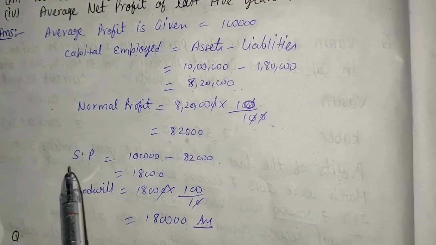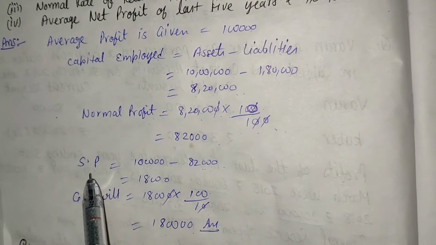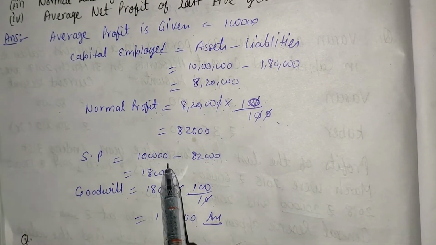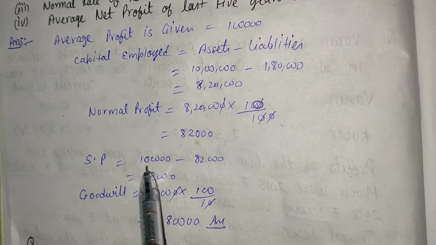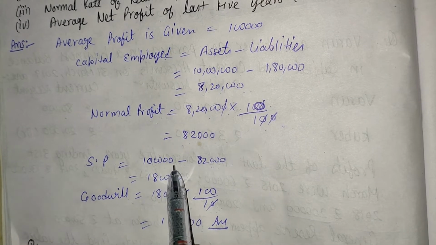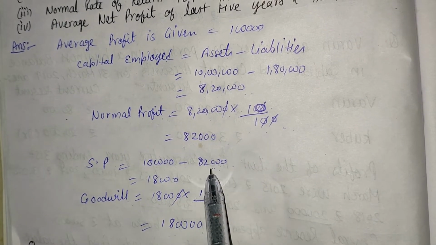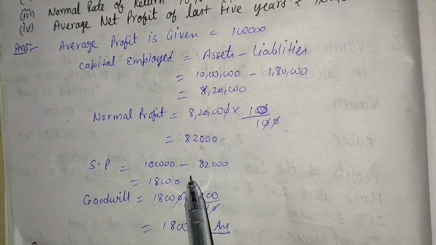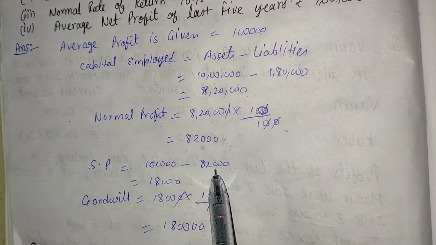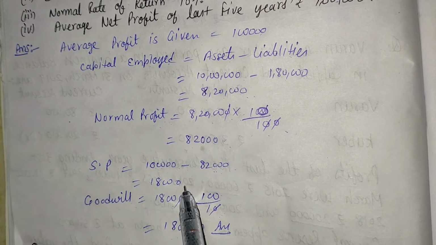Now come to the third step, that is super profit. The formula of super profit is average profit minus normal profit. Average profit that is given in the question, that is 1 lakh rupees, minus normal profit that we had already calculated, that is rupees 82,000. After that 1 lakh minus 82,000, we are getting 18,000.